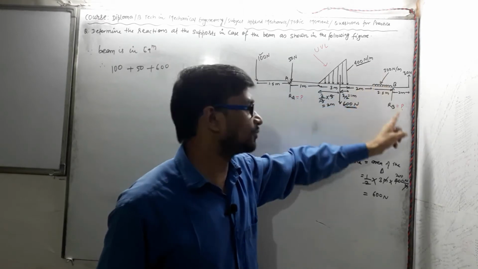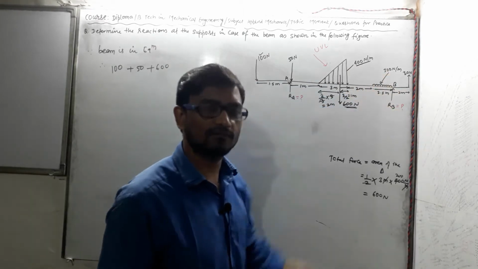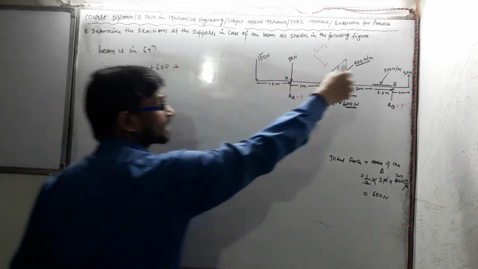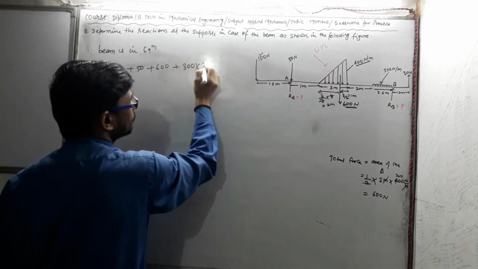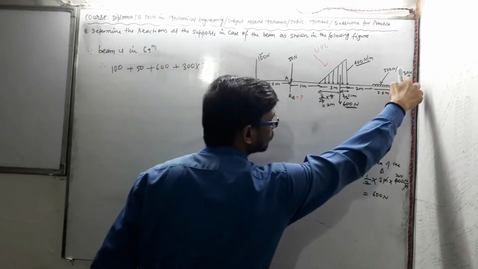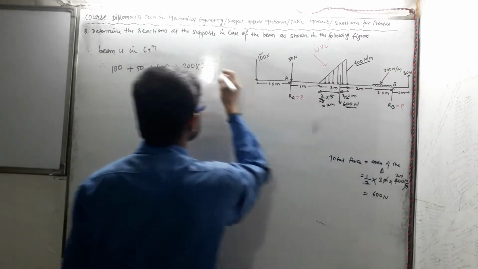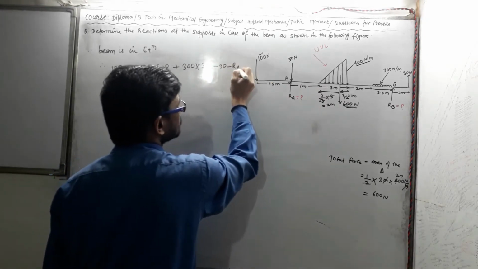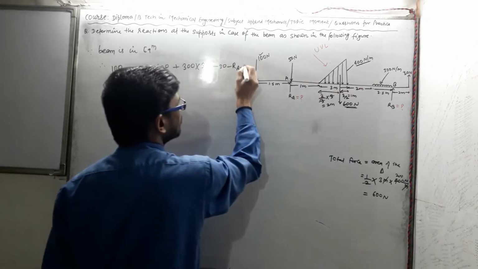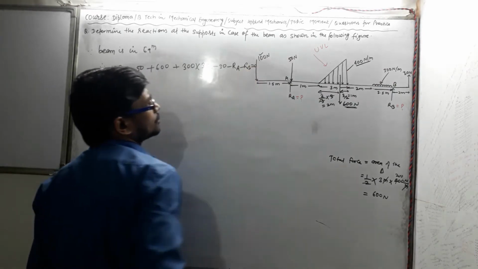So total force would be 300 multiplied by 3.5. It is acting in downward direction, hence I am taking it as plus 300 multiplied by 3.5. And now one force 30 Newton is acting in upward direction, so we can take minus 30. Another force RA is also acting in upward direction, and RB, that will give 0 value.